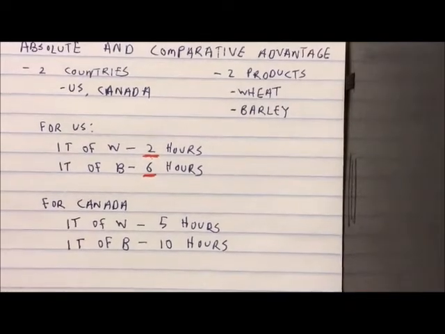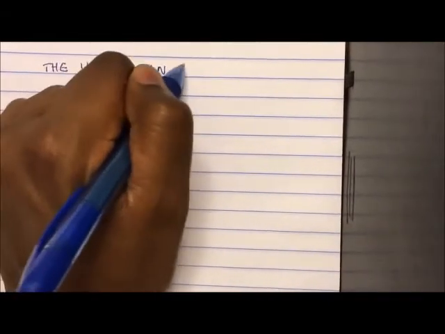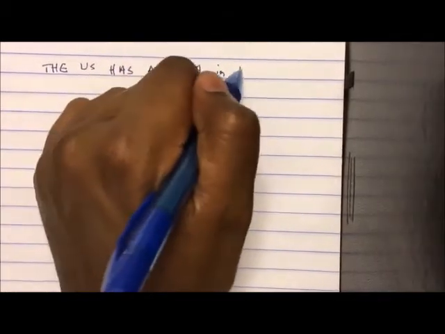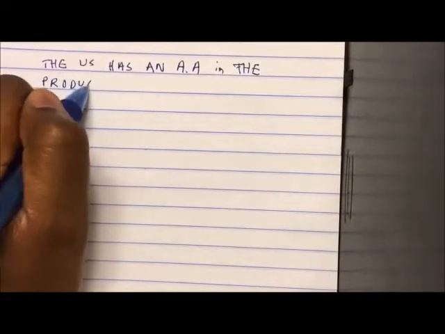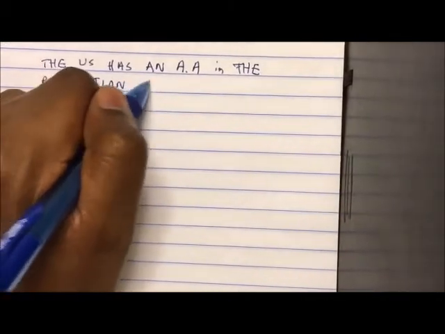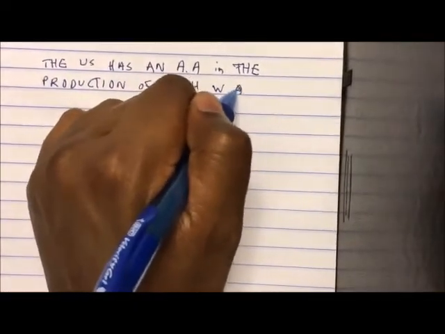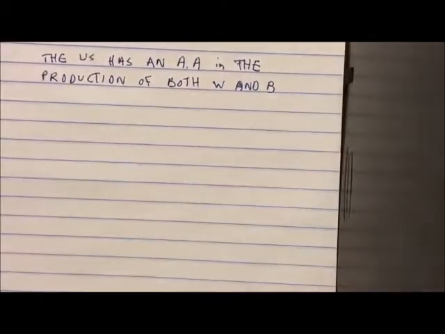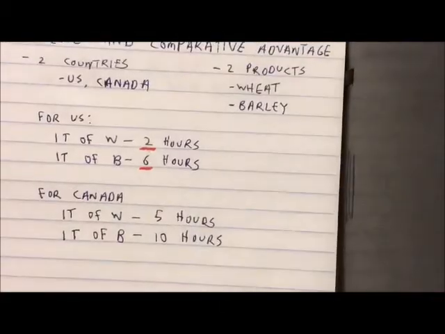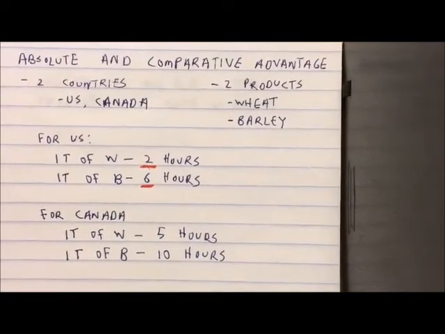So if we write it, we will write: the US has an absolute advantage in the production of both wheat and barley. Now let's go back and see, all right, what happens for comparative advantage now?